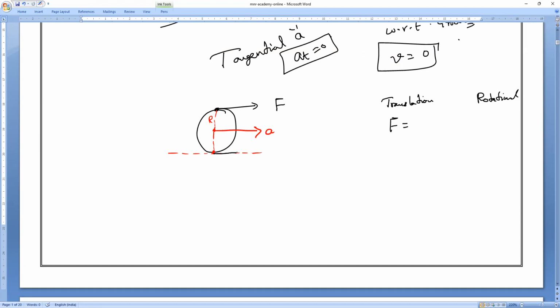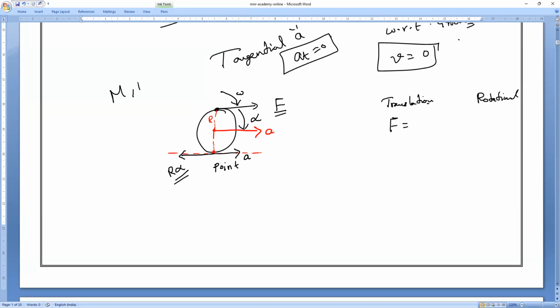Definitely there will be the acceleration of the center of mass, that is A. And for this one, there is a tangential acceleration. What is the tangential acceleration? Tangential acceleration equals R alpha. Now, imagine there is an angular velocity omega and an angular acceleration alpha. Now, translational motion. Can you tell me what the force F is equal to?